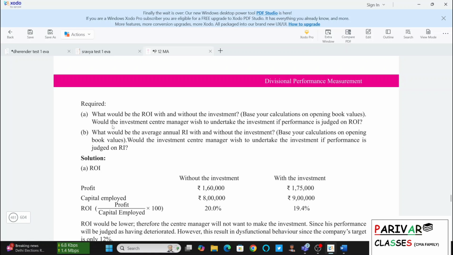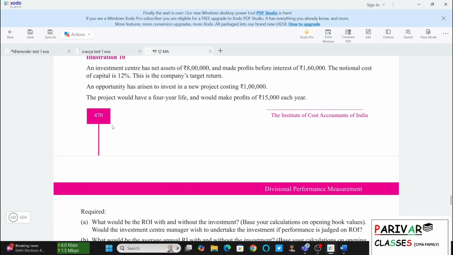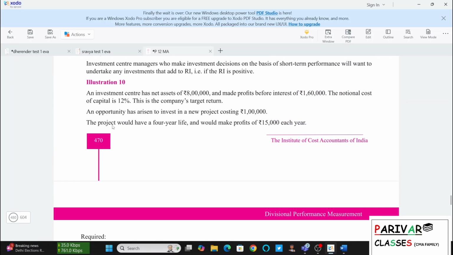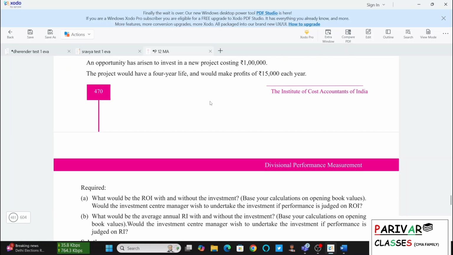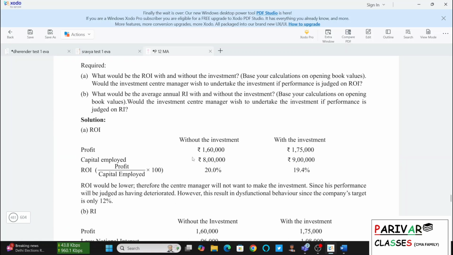First, we have to find out ROI without investment and with investment. ROI is nothing but profit by investment, that is operating income divided by capital employed, that is PBIT by net assets. PBIT 1 lakh 60,000, net assets 8 lakhs. So 1 lakh 60,000 divided by 8 lakhs. This is without investment, 20%.